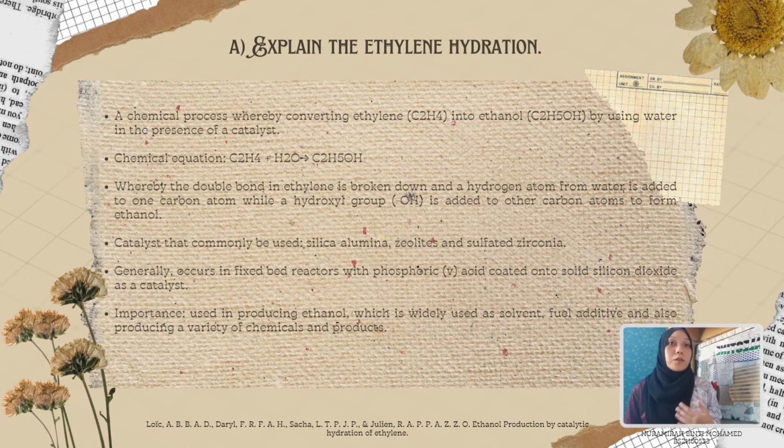This reaction occurs in a fixed bed reactor with phosphoric acid coated onto solid silicon dioxide as catalyst. This is important to produce ethanol, which is widely used as a solvent, fuel additive, and also for producing a variety of chemical end products.